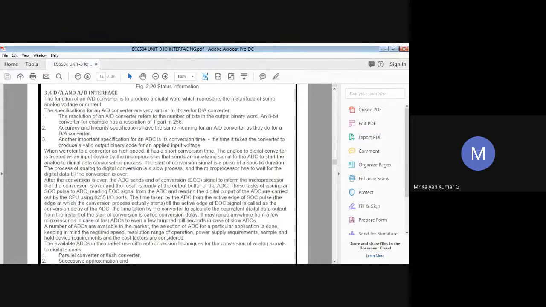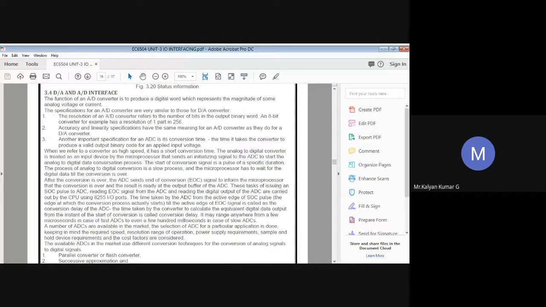So in most cases in industrial applications, analog devices may have to be interfaced to a digital system. When that is the case, what happens? Digital devices like a microprocessor cannot accept analog signals directly. So there is a need for converting these analog signals into equivalent digital signals or data.